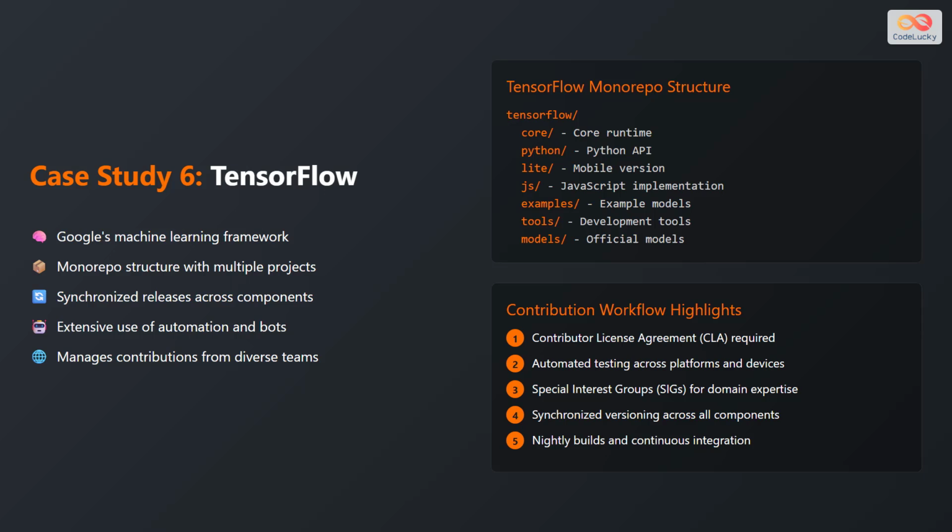Here's the TensorFlow monorepo structure. It has a tensorflow folder. Inside that it contains core, python, lite, js, examples, tools, and models folders. The contribution workflow highlights are as follows.